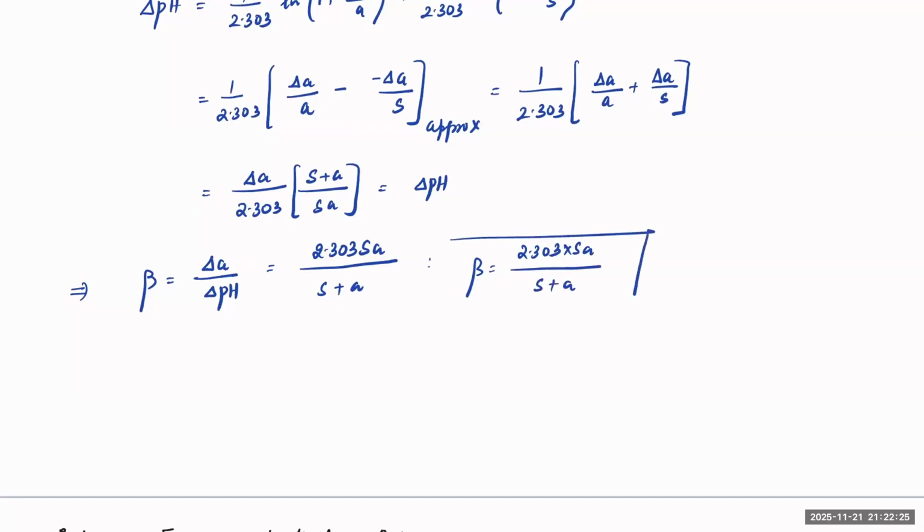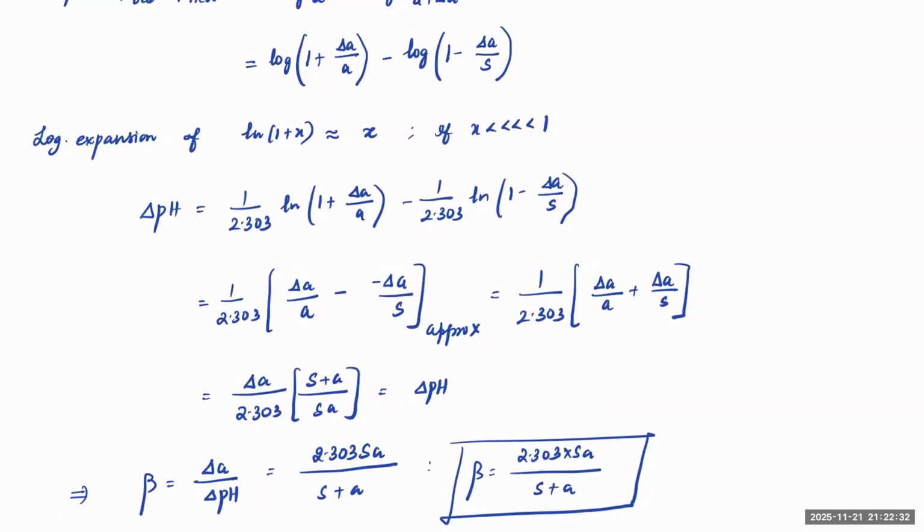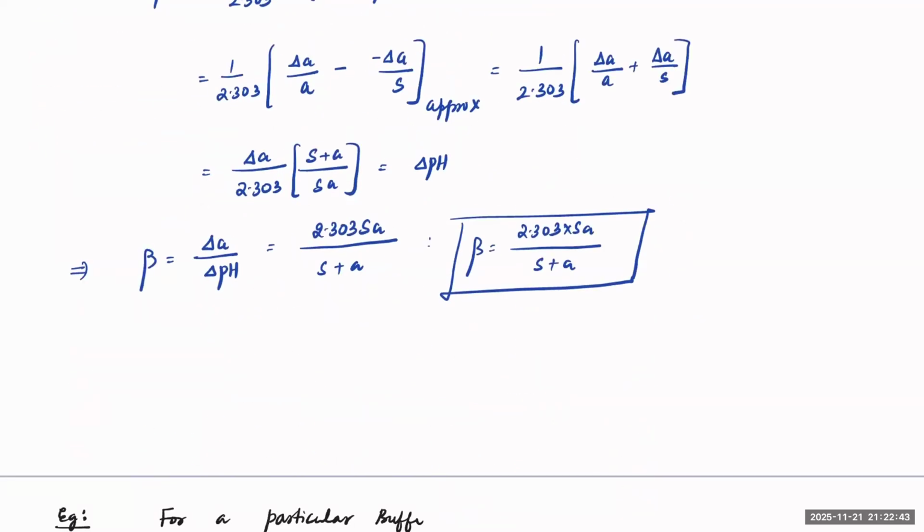So this is a reasonable way of identifying the buffer capacity of any given buffer, knowing the salt and acid concentration. Of course, if the beta value increases, it means buffer capacity increases, which means a better quality buffer.